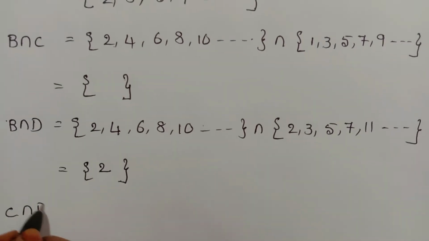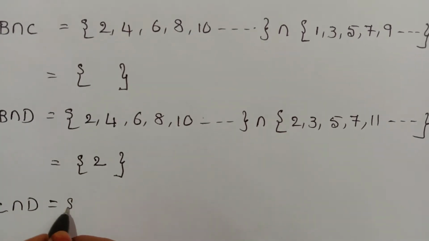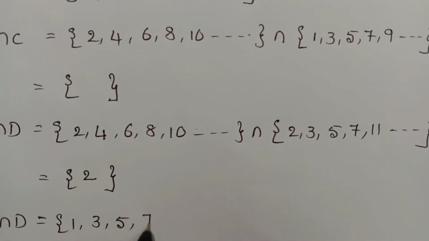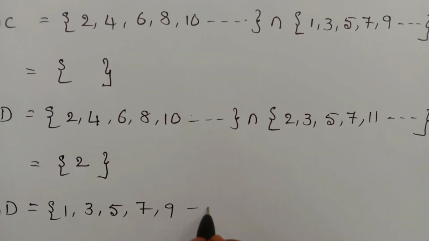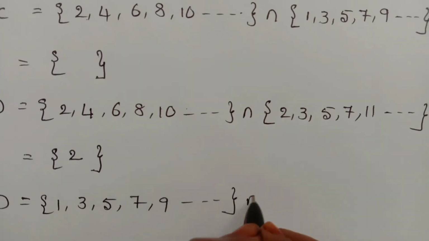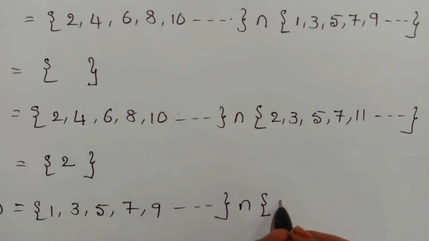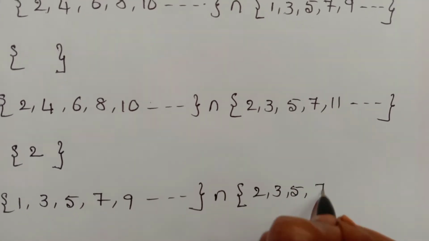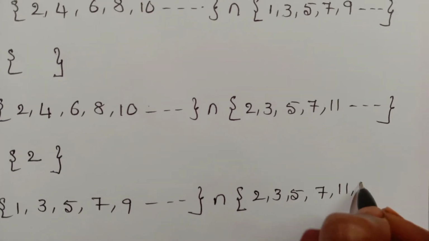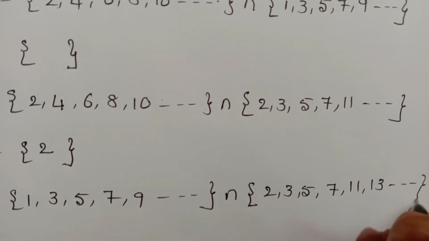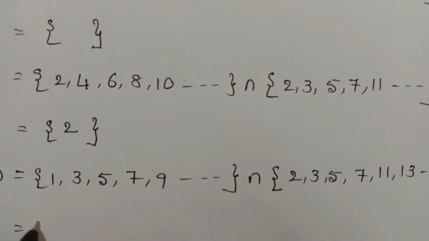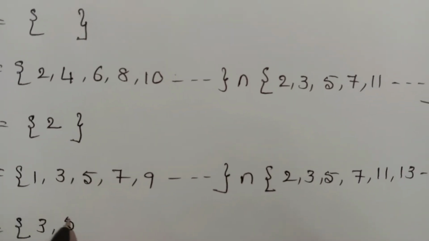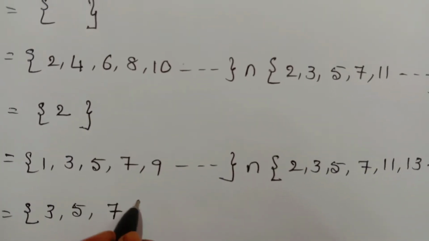C intersection D. C is 1, 3, 5, 7, 9. D is 2, 3, 5, 7, 11, 13. Common elements are 3, 5, 7.